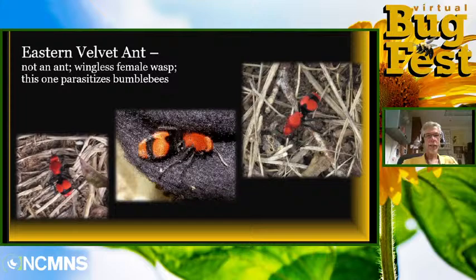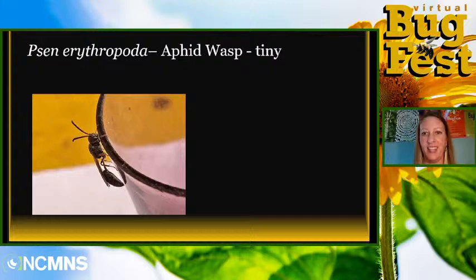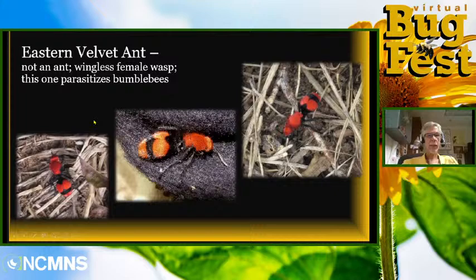So Marcel wants to confirm, this is not a colony, right? This is just one individual female, right? They're solitary wasps. Right, they're solitary. So she's out looking for a colony of bumblebees, but she's by herself.